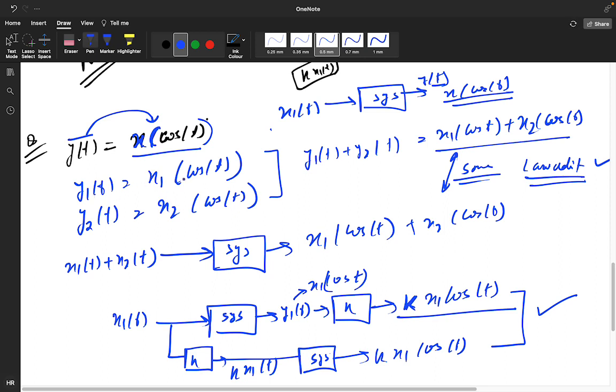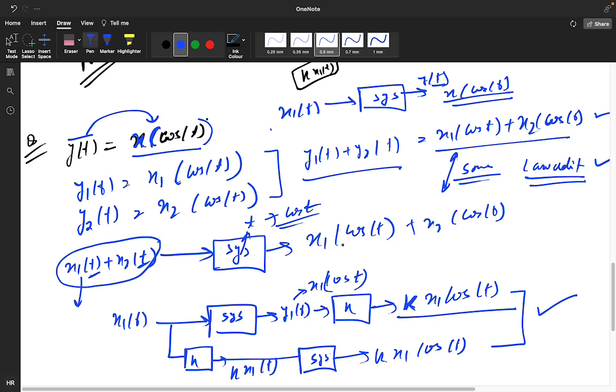So y1 of t, I will get x1 cos t, and y2 of t, I will get x2 cos t. Both I had added, so x1 cos t plus x2 cos t I am getting. Now I am giving additions, means previous additions of the two inputs, x1 of t plus x2 of t. So the work of the system is replacing t with cos t.